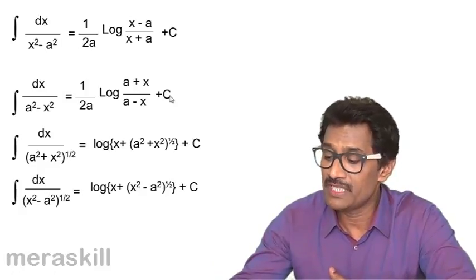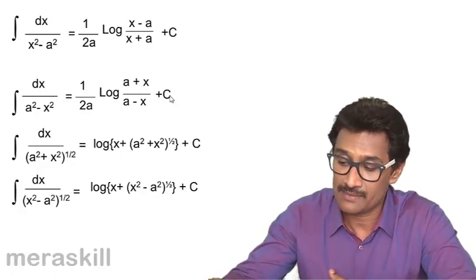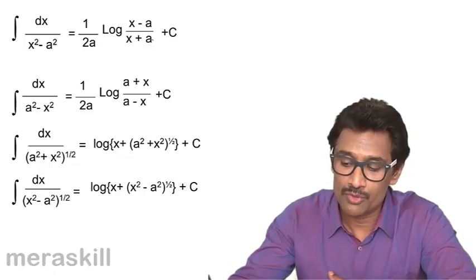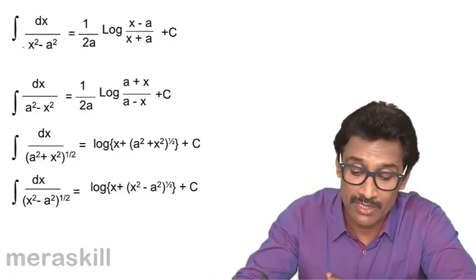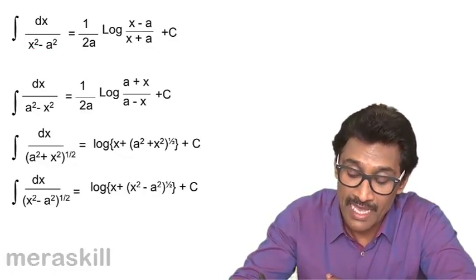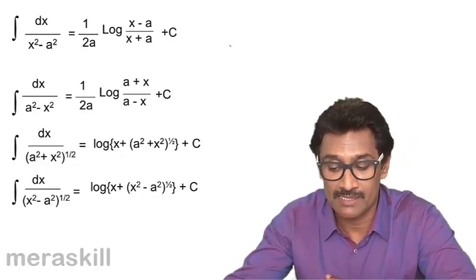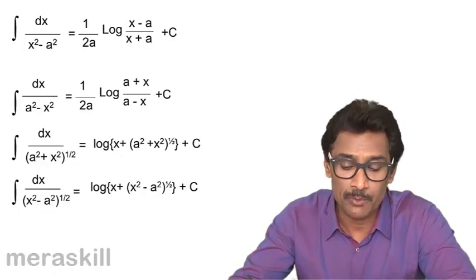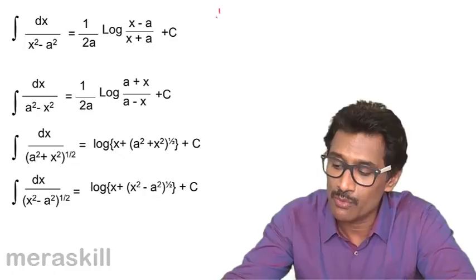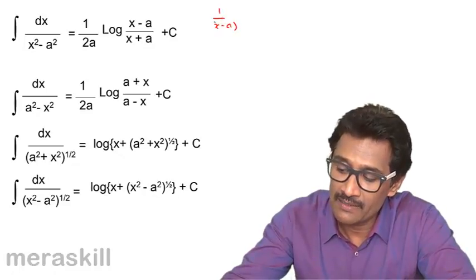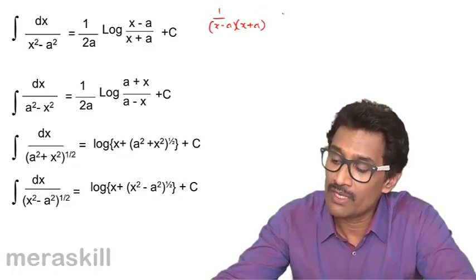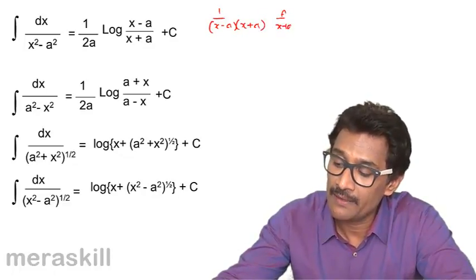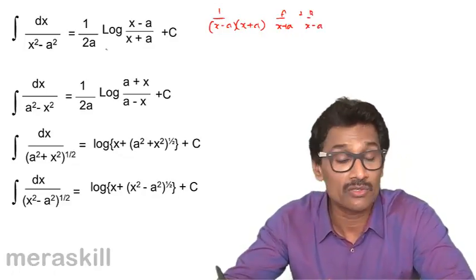For example, you have dx upon x square minus a square is equal to 1 upon 2a log (x minus a) upon (x plus a). So x square minus a square, and there is no root over here, it's log (x minus a) upon (x plus a). This can be found out by the process of partial fraction, the same way you get 1 upon (x minus a) into... all have been derived by the same process. So one of them would be A upon x plus a plus B upon x minus a.